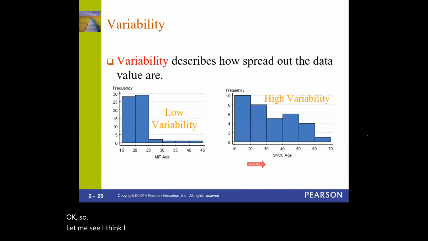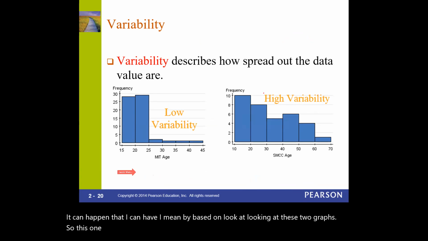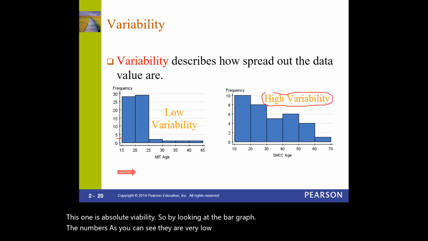We just talked about, okay, now let's talk about the variability. Just like I told you earlier, it can happen that your data can have different variability. Based on looking at these two graphs, this one here has a high variability. Okay, we talked about variability before. This one has a low variability. By looking at the bar graph, the numbers, as you can see, are very low numbers. That's one of the things you can see.